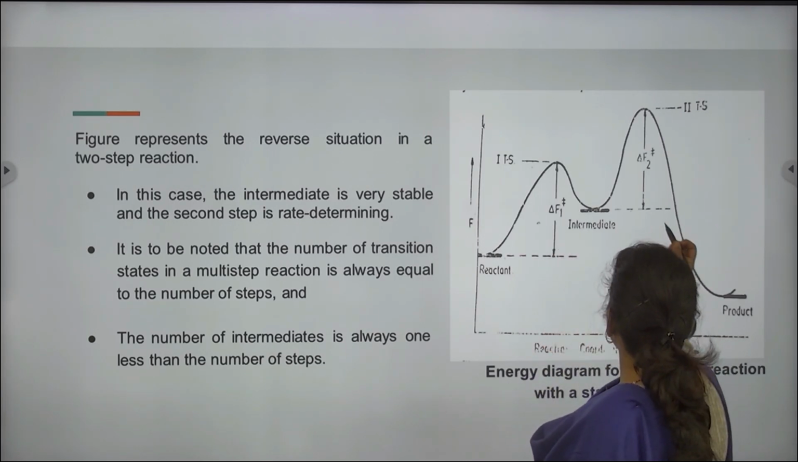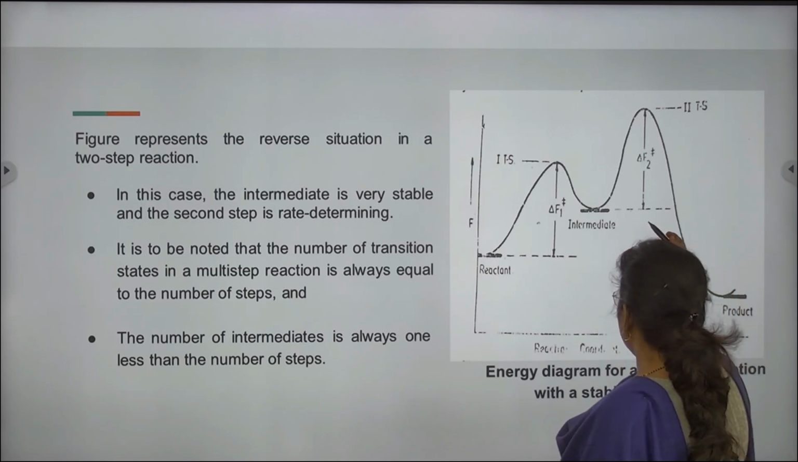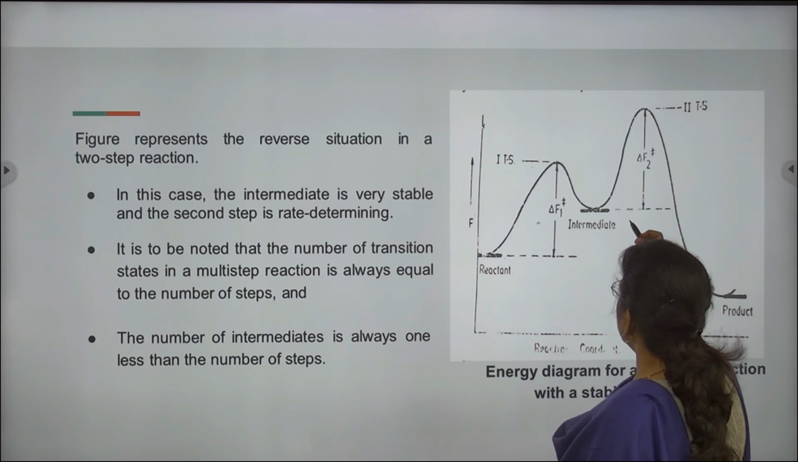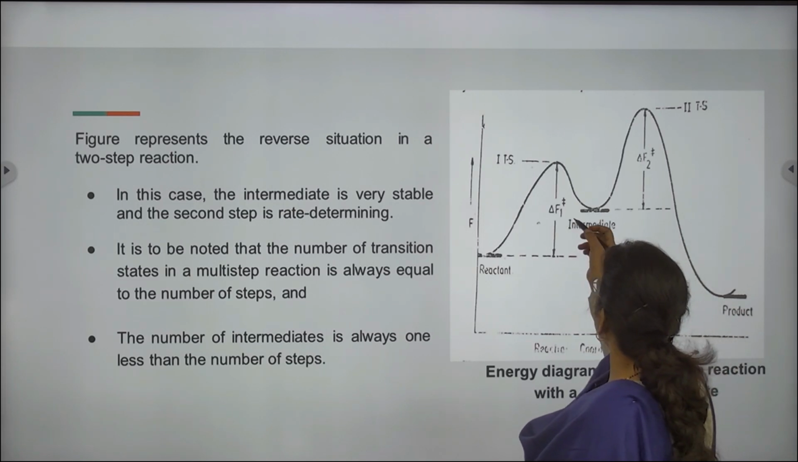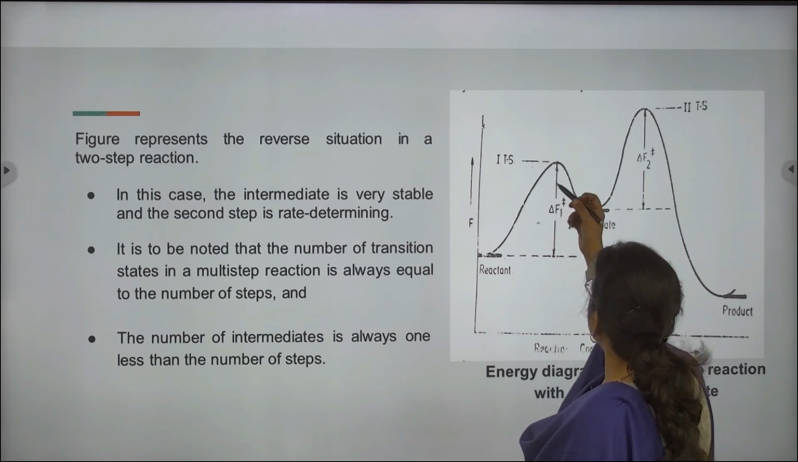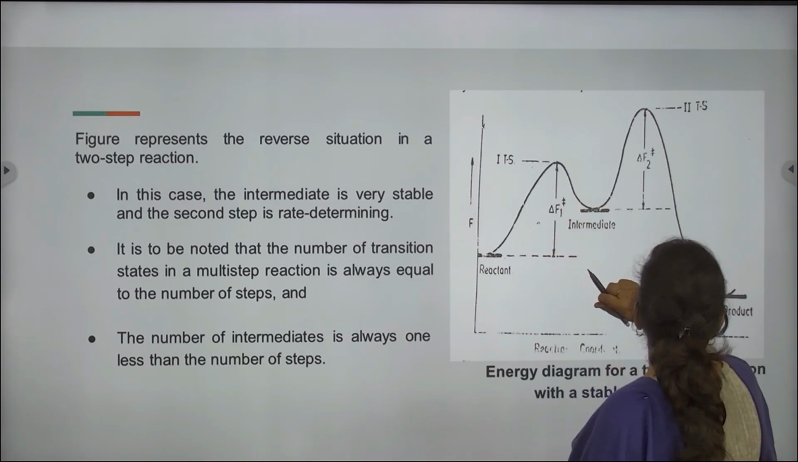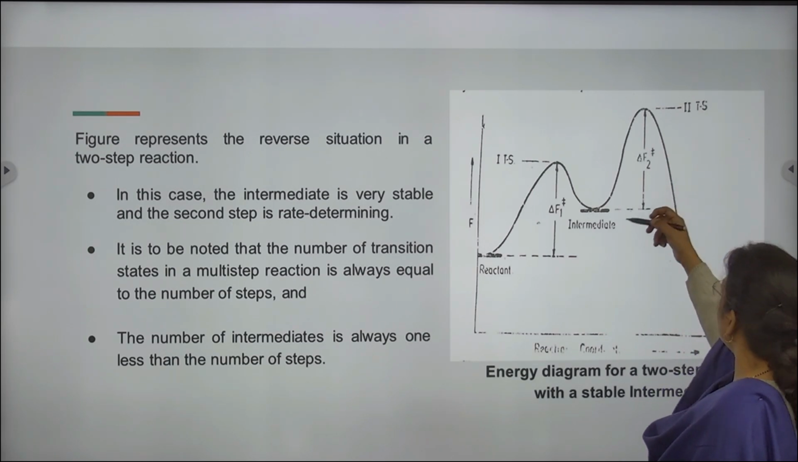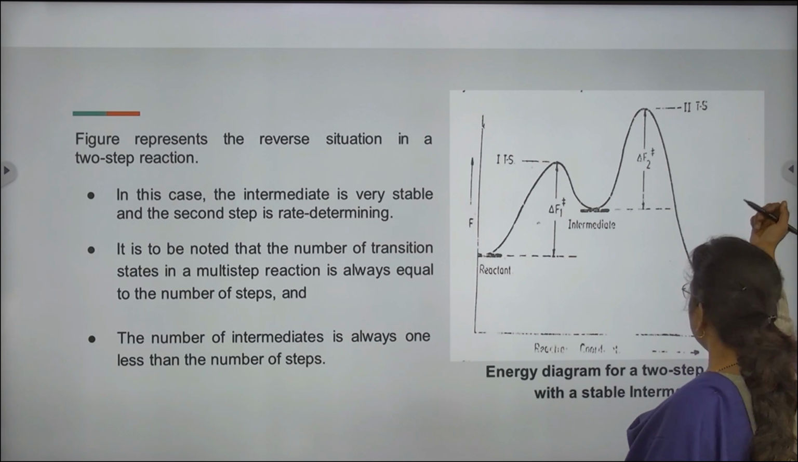And this diagram shows a two-step reaction with a stable intermediate, and here delta F1 is the free energy change between reactants and first transition state, and delta F2 is the free energy change between intermediate and second transition state.